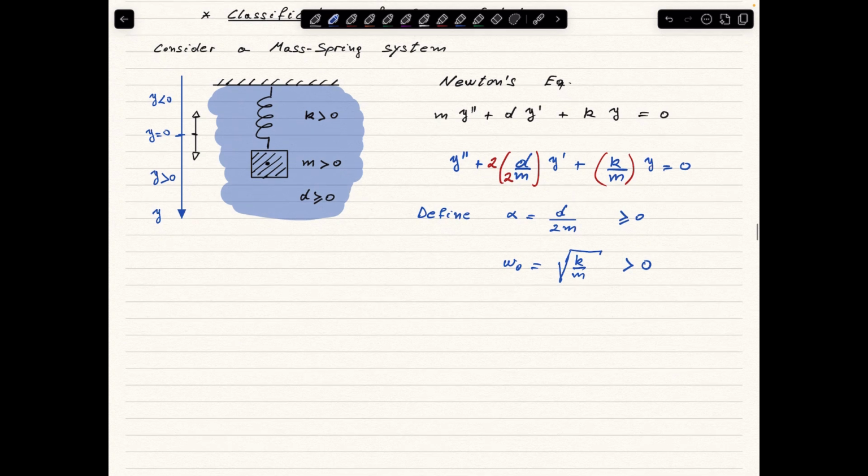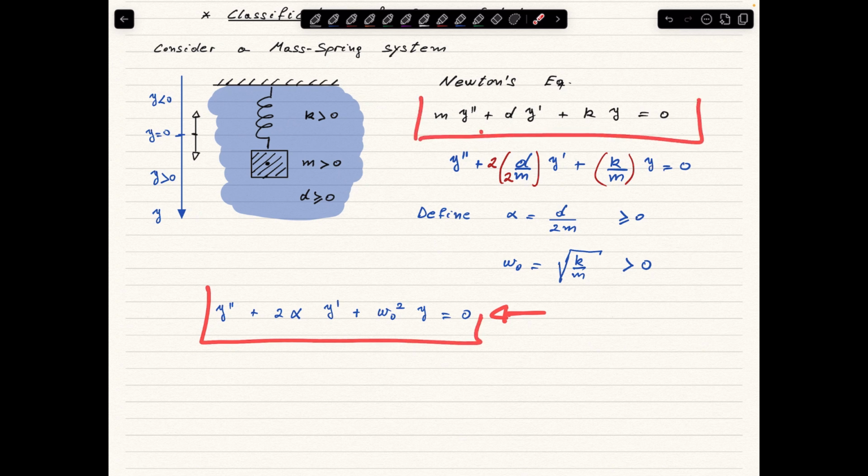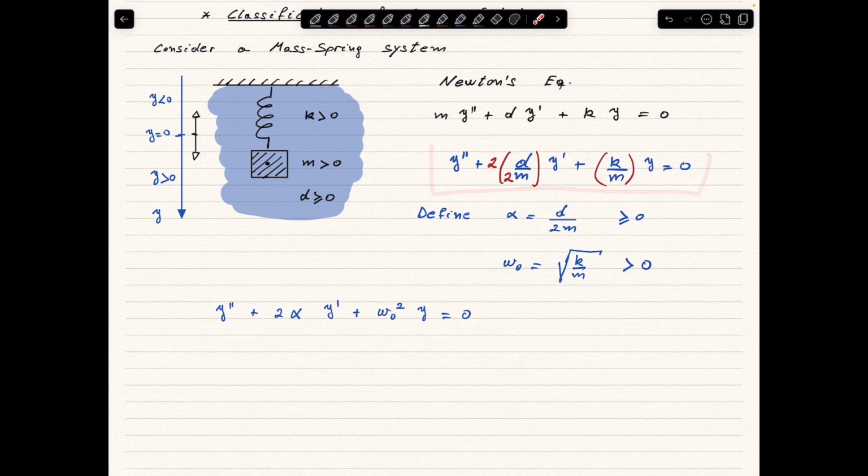So with these new names, the equation we had above is just y double prime plus 2 alpha y prime plus omega 0 squared y equals 0, because we have k over m. This is just Newton's equation divided by m, so it's nothing more than that. And now we are going to find solutions of that equation, and the way we do it is the usual way. We write y of t equals e to the rt.